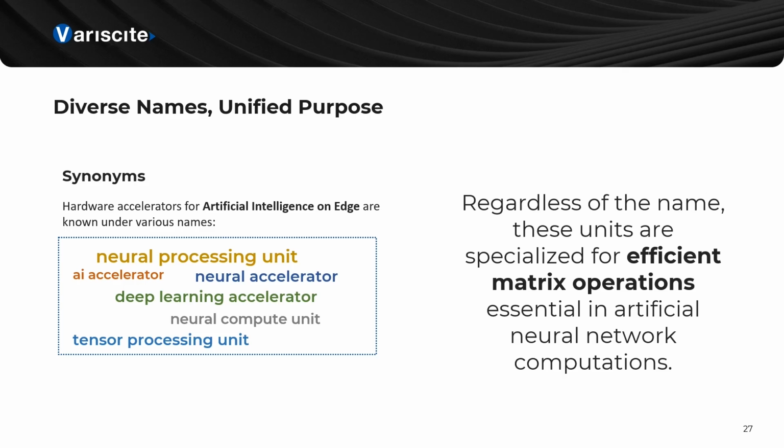When we talk about hardware accelerators for machine learning on the edge, you might come across a variety of names. These can include terms like neural processing unit, AI accelerator, neural accelerator, deep learning accelerator, neural compute unit, etc. Despite these different names, they all basically have the same purpose, which is to perform efficient matrix operations required by AI tasks.